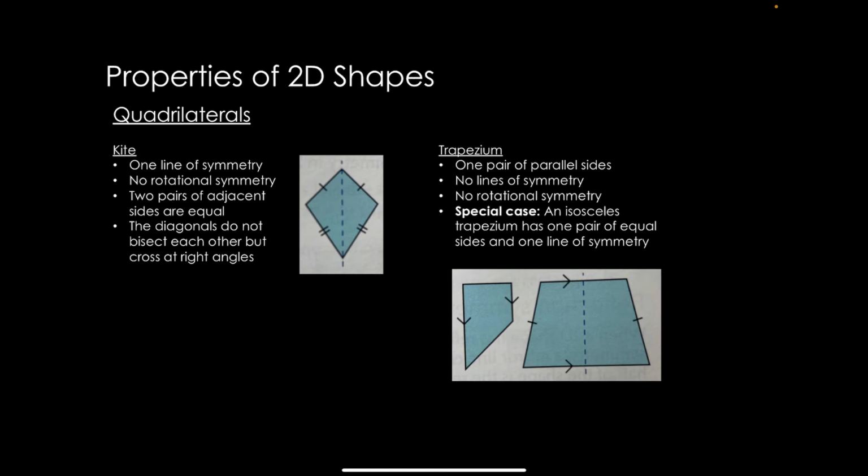So a kite has one line of symmetry going straight down the middle, okay? It has no rotational symmetry, meaning we can only bring it all the way back round one time. If we rotate it, it's only going to slot back into its shape once we get back to the beginning. It has two pairs of adjacent sides that are equal. So this is equal to this, and this is equal to this. The diagonals do not bisect each other, but cross at right angles.